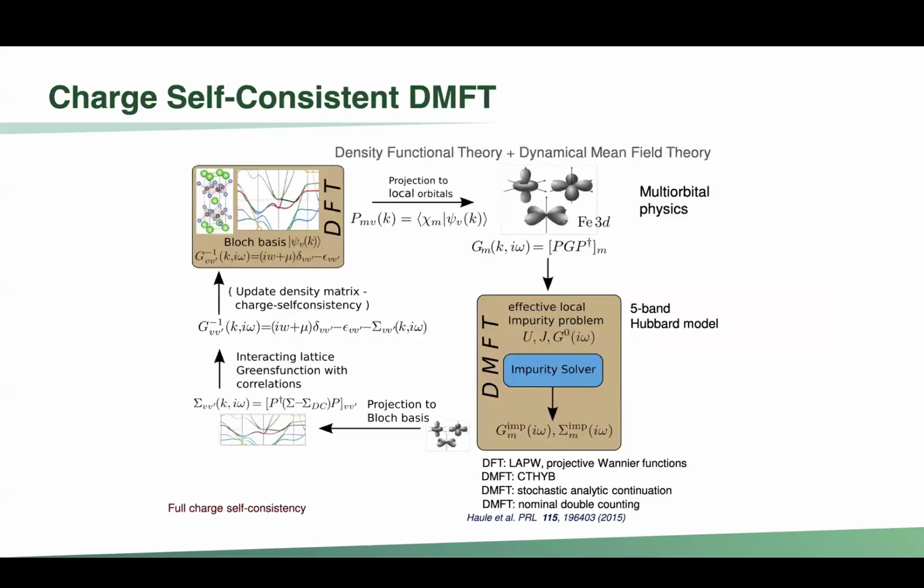Now, this was the charge self-consistent loop that, in this case, the group of Rosé used, where we start with the Wannier functions and DFT, and we put in an impurity solver. It's a multi-orbital DMFT calculation, and here are the details if anyone wants to look at them.